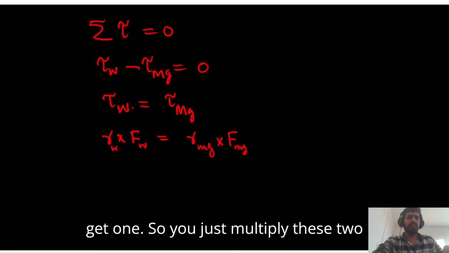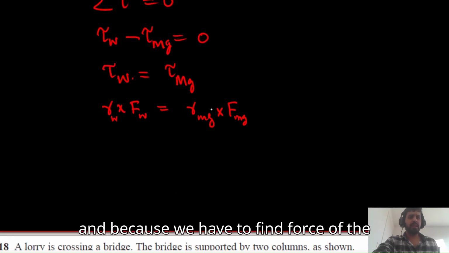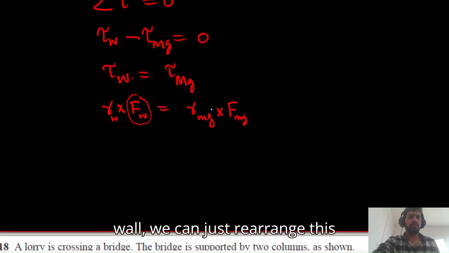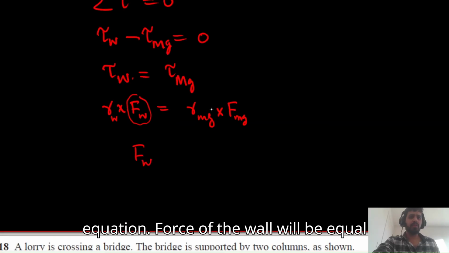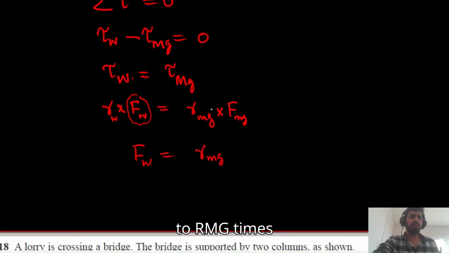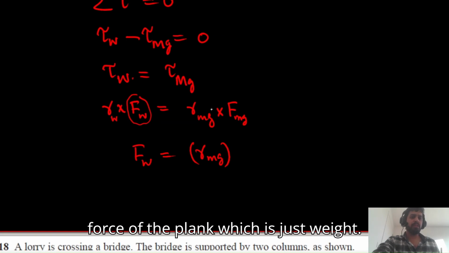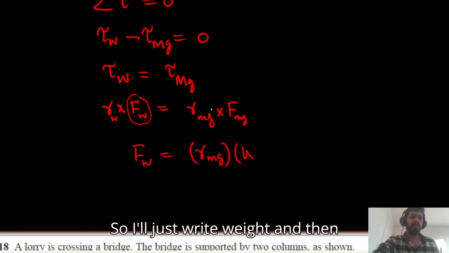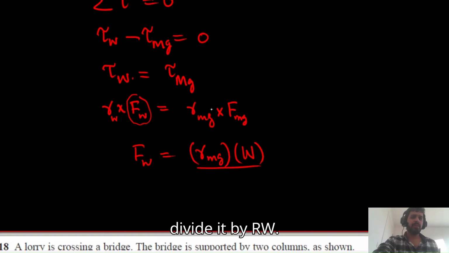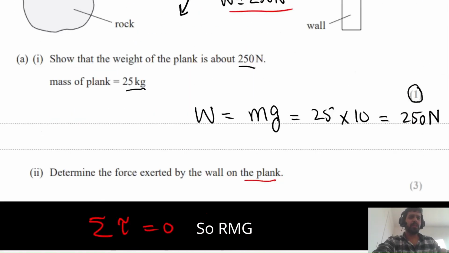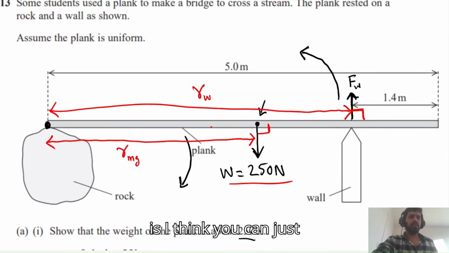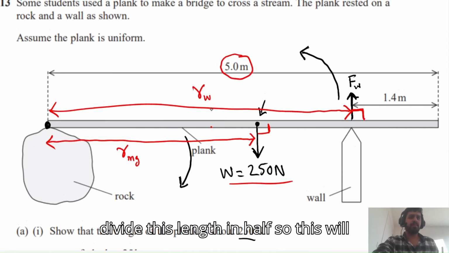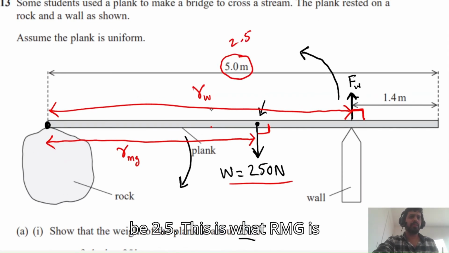So you just multiply these two, and because we have to find the force of the wall, we can just rearrange this equation. Force of the wall will be equal to Rmg times force of the plank, which is just weight. So I'll just write weight and then divide it by Rw. So Rmg is, I think, you can just divide this length in half. So this will be 2.5. This is what Rmg is, 2.5.